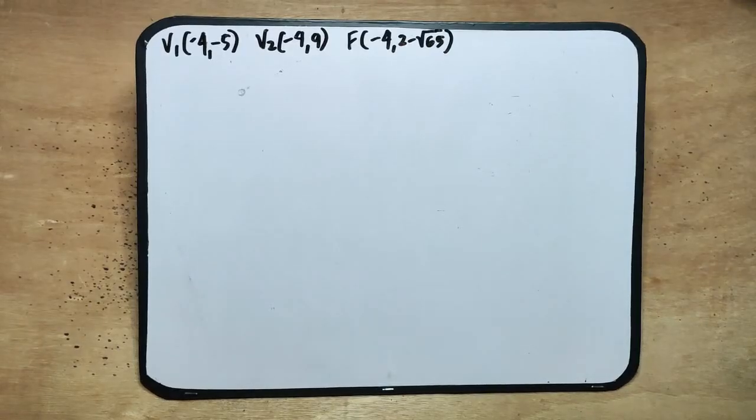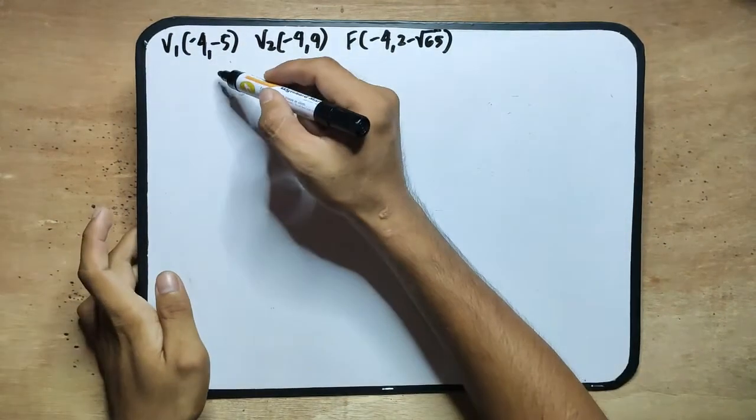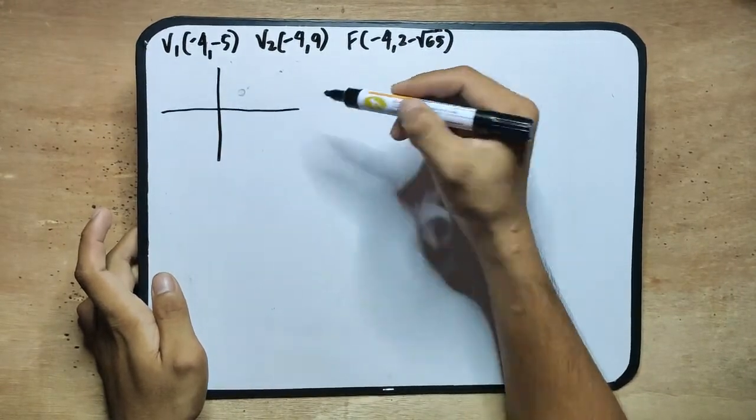In this example, a hyperbola has vertices (-4, -5) and (-4, 9), and one of its foci is (-4, 2 - √65). Find its standard equation.